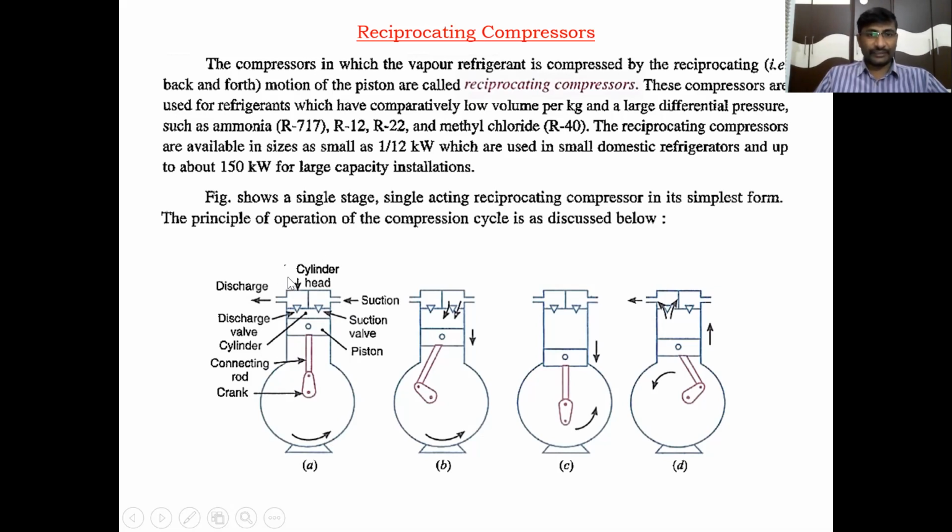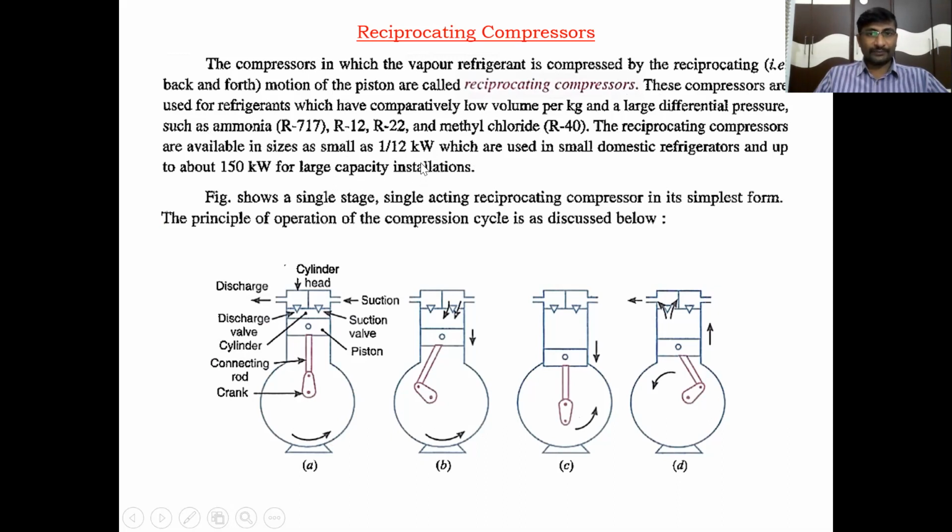That's why high density fluid can be used for these reciprocating compressors, such as ammonia R717, R12, R22, and methyl chloride R40. These compressors are adopted. The reciprocating compressors are available in sizes as small as 1/12 kilowatts.